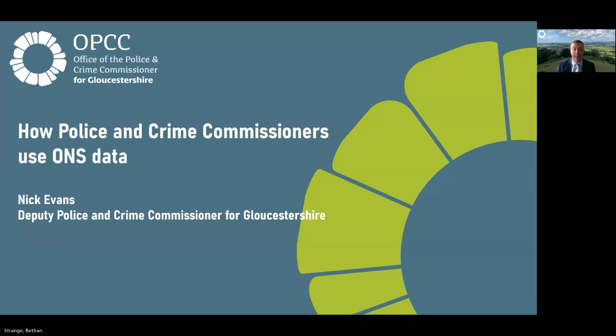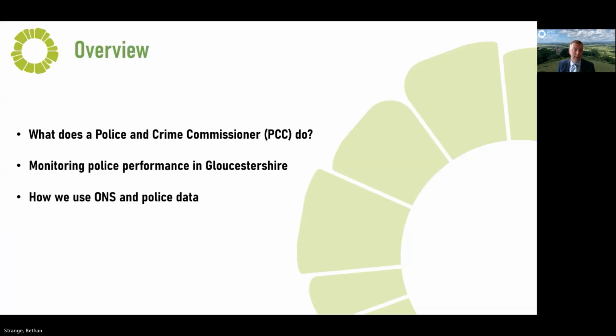So if you go to the next slide, please, Beth. So first of all, I'm very impressed that we seem to have quite a well-versed audience. So the first set of questions might be slightly better than I was anticipating the results to be, which is actually, what does a police and crime commissioner do? Then we're going to move on to the practicalities of monitoring police performance in Gloucestershire, what we do and how we do it, and then the way that we use the differences between ONS and police data.